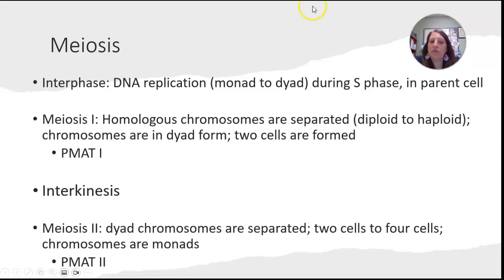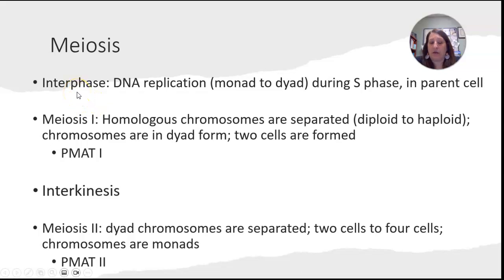So before meiosis starts, we have interphase, just like we saw in mitosis. Same stages, G1, S, G2. The most important part here is S phase. And so again, same thing happens, DNA replicates. We go from monad to dyad chromosomes. This happens in that original parent cell. So the same thing that we saw in mitosis happens here.